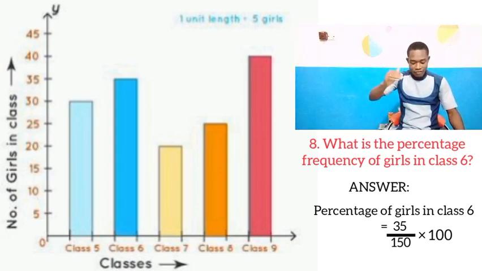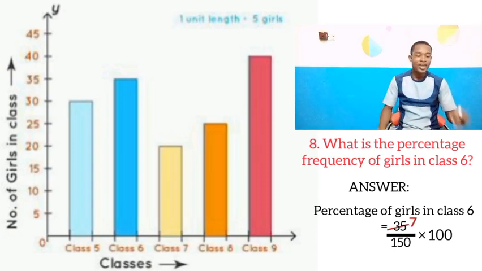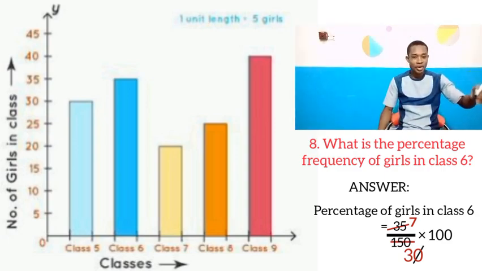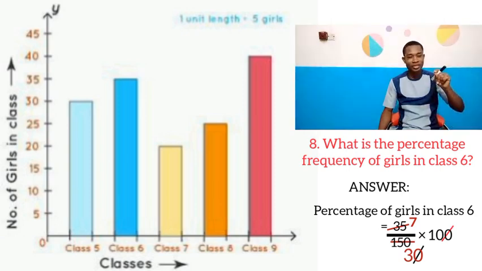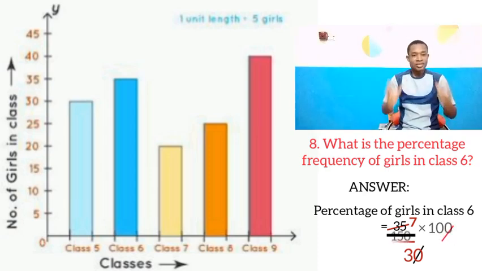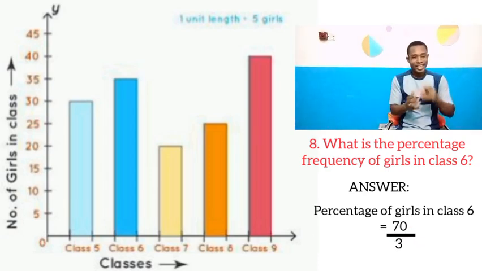That 35, 5 can divide it, you get 7. 5 can divide 150, you get 30. So we're going to get 7/30 times 100. That 30 ended with 0, so cancel that last 0 there. Go to 100, cancel the last 0 in 100. So you'll be left with 7 times 10 over 3. 7 times 10 is 70, divided by 3. Now, 70 over 3, you can do short division to get your answer, that 23 whole number 1/3%.